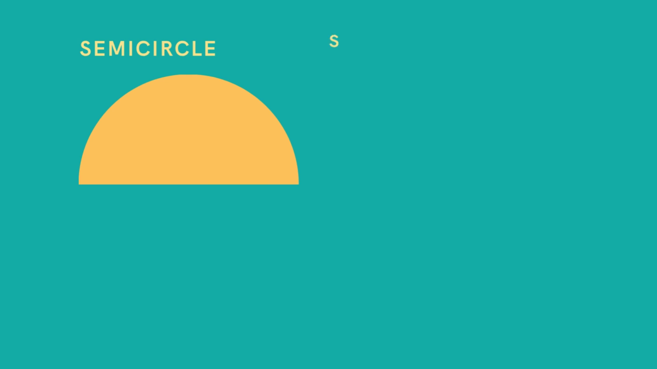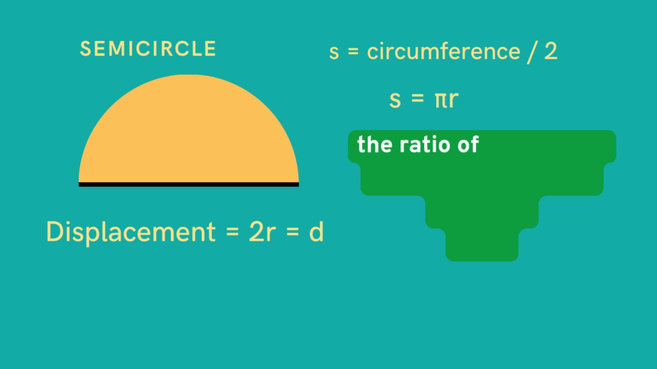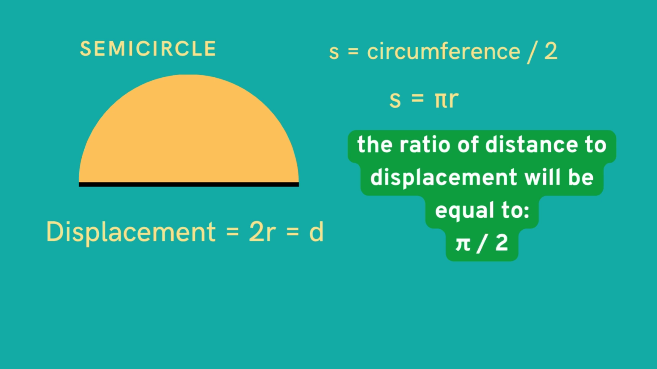Distance will be circumference divided by 2, which is pi radius. And displacement will be the straight line between the endpoints of the semicircle, which equals a diameter or 2 radii. So in this case, the ratio of distance to displacement will be pi radius divided by 2 radii, which equals pi by 2. Now let's consider 1/4 of a circle, which is a quarter.